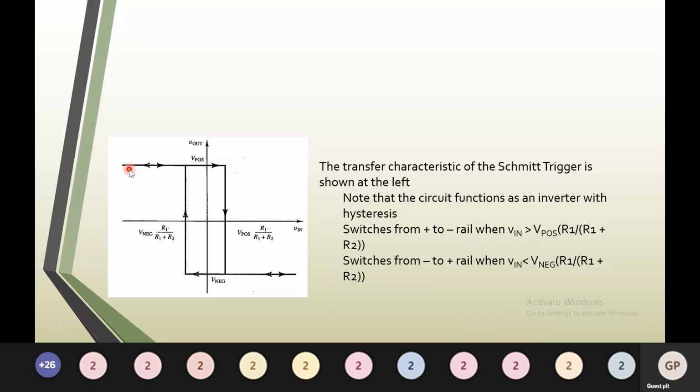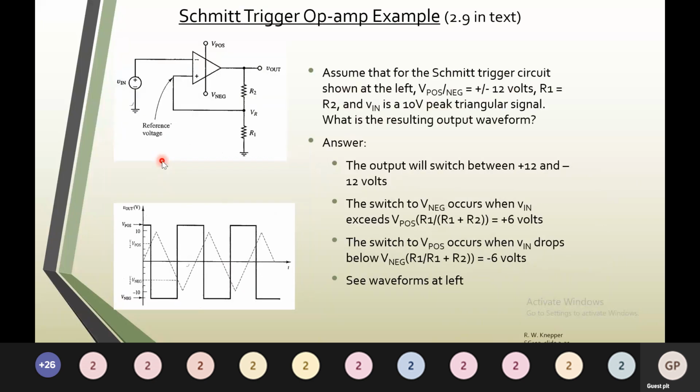when my V in is less than the V negative. So this is my V negative point. When my V in is on this side, less than V negative, there is a switchover from negative to positive. In between, I will not have any switchover, I will not have any transition. So this part of the graph, this block-like thing, is called hysteresis.